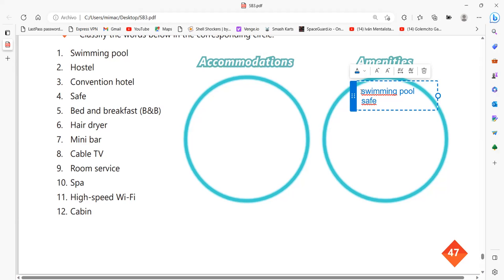it is the safe where you keep in a very safe way your belongings, your money, your passport, and actually it is in one of the illustrations that you were labeling at the beginning of the unit. Yeah, another one. Mini bar. Yes, another one. Which one? Hair dryer. Cable TV.